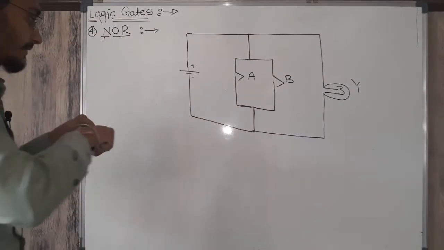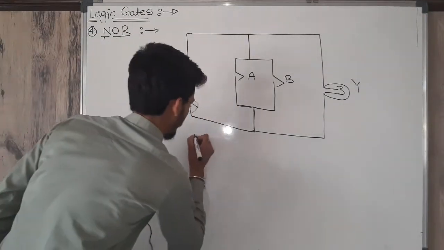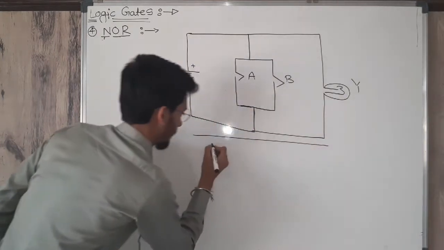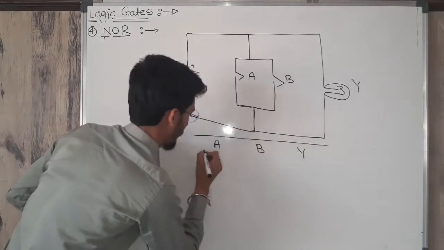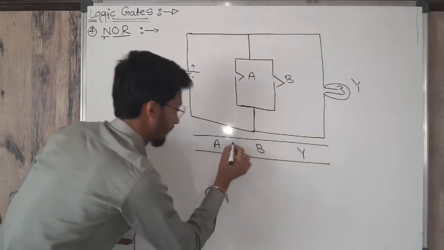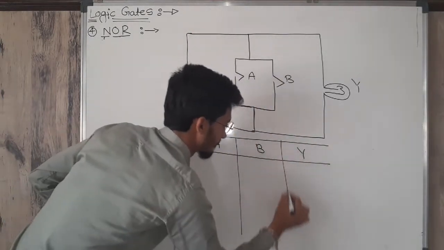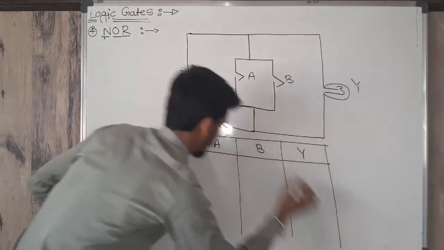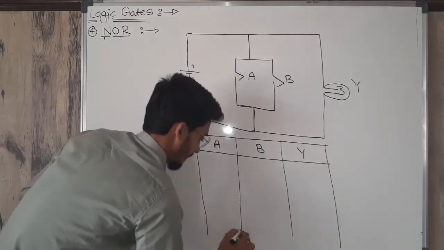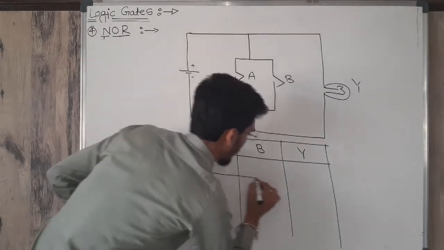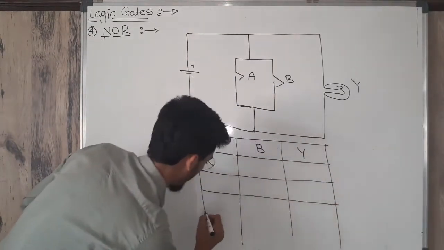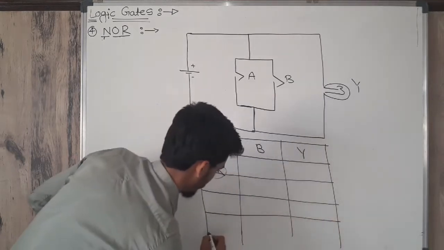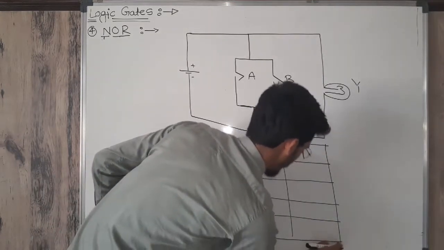So the truth table is like this: A, B and output Y. Every input has two possibilities. So there are two inputs, so we have four possibilities.